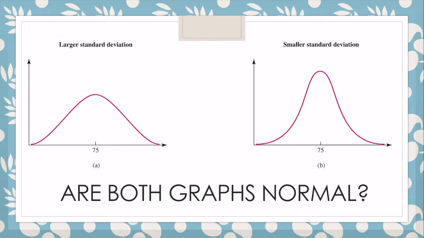Now let's take a look at both of these graphs. Are they both normal? Well, in order to be normal, it needs to have one peak and be symmetric and bell-shaped, and both of those do that. The reason for their difference in shape is that one has a larger standard deviation, meaning its data values are more spread out, and the other has a smaller standard deviation, meaning its data values are more concentrated towards the mean.